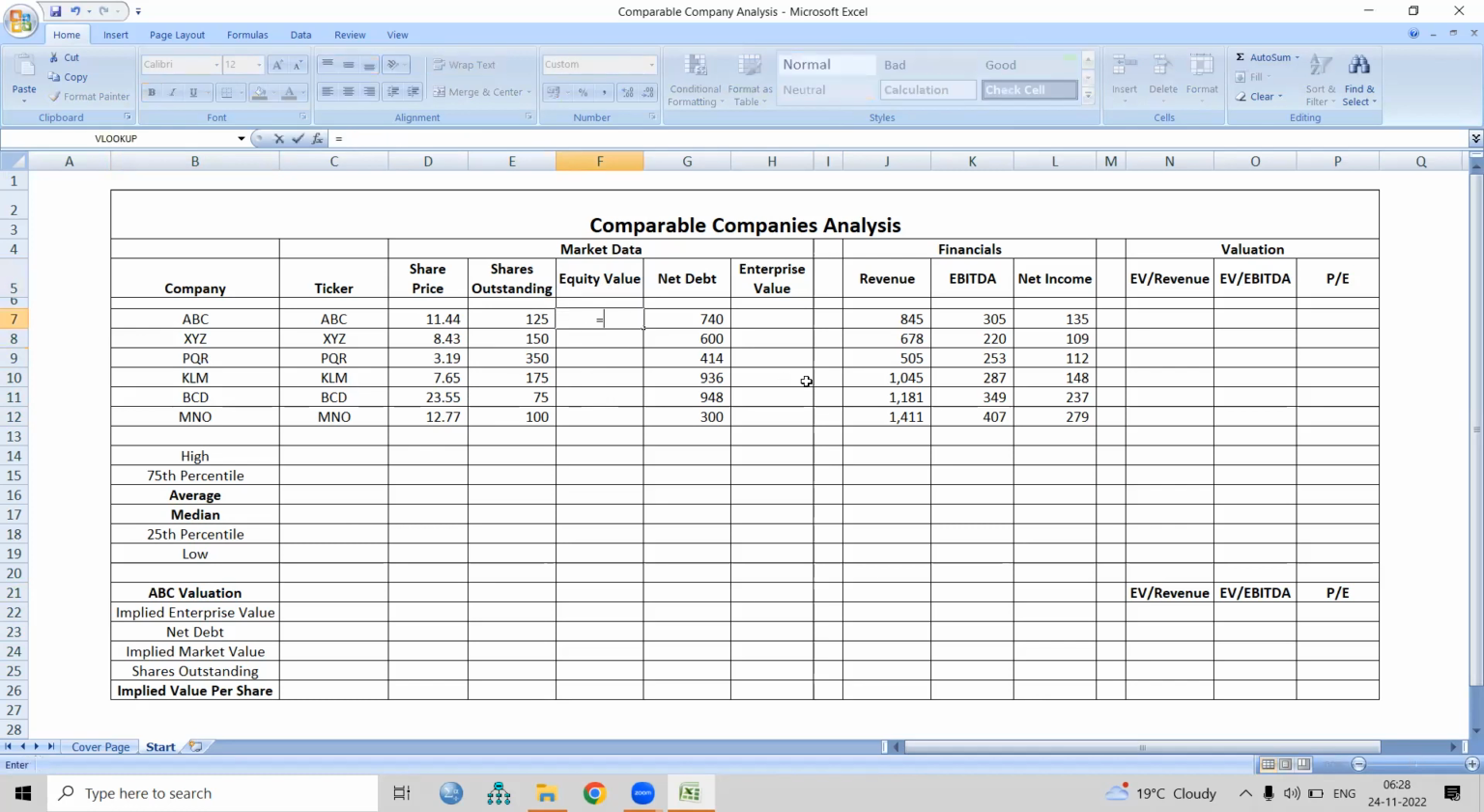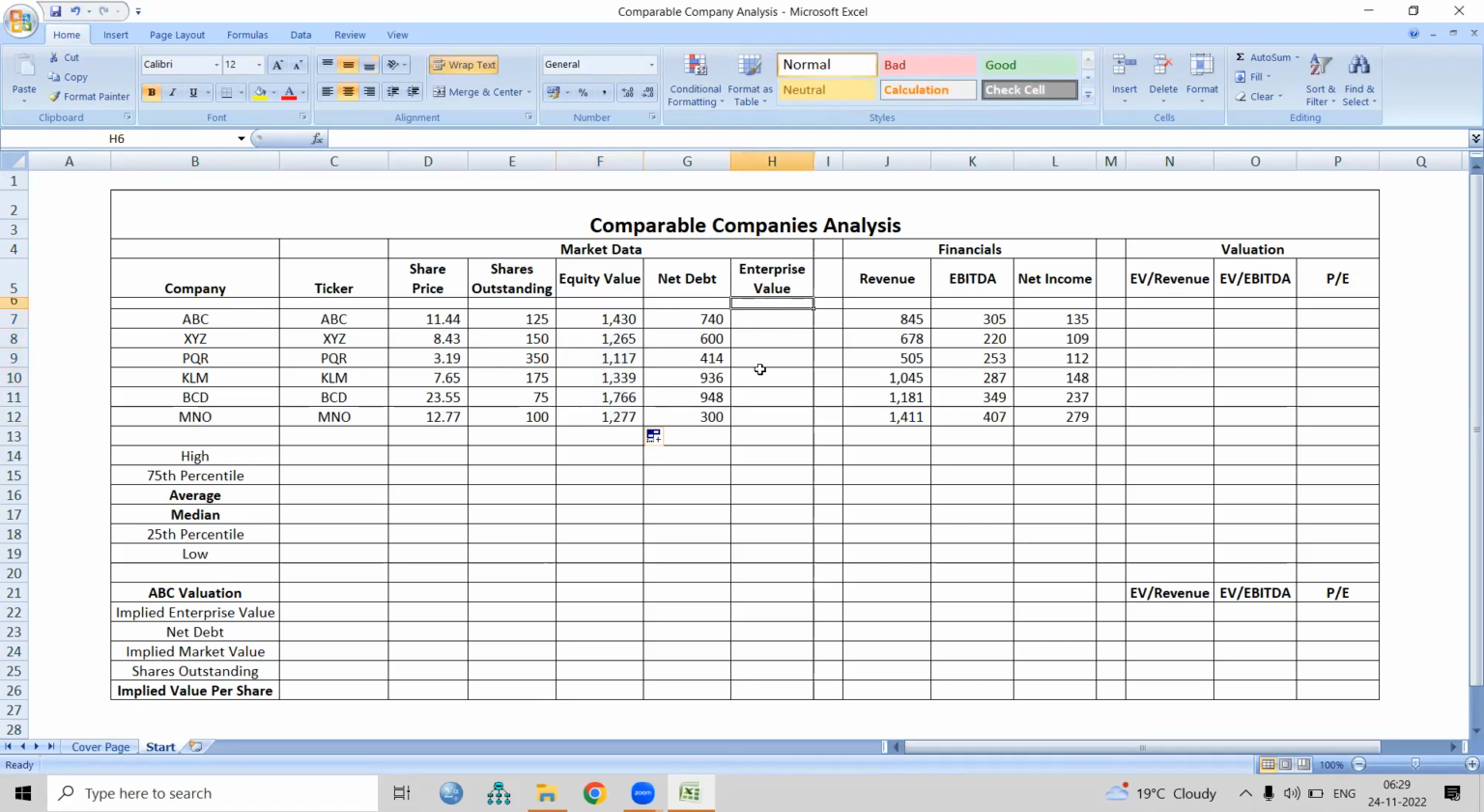How do you find this now? We have the shares outstanding here multiplied by the market price per share, that is the D7 multiplied by E7 cell. Enter. So we calculated the market value of equity for ABC company. In the same line, let's find out the value of the other similar companies. Since we already fixed the cells here, we have put the equation by using the reference cells. So let us drag this towards the bottom. We get the values automatically. The market value of equity for the remaining companies is calculated.